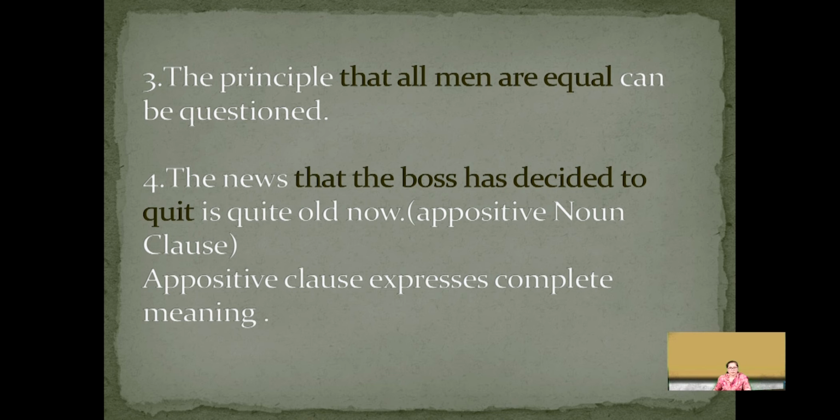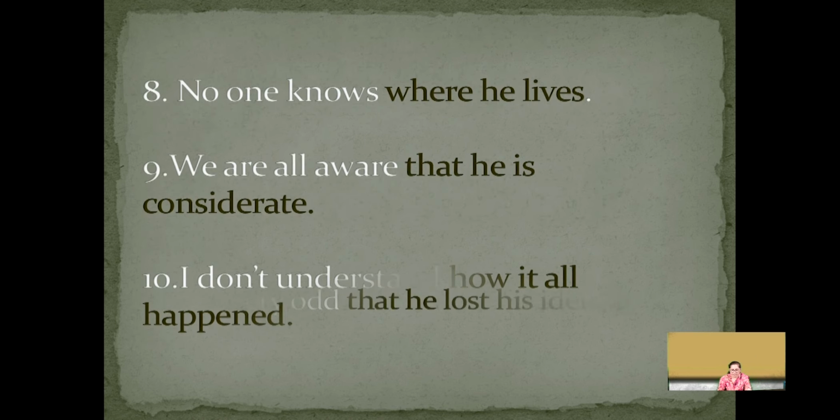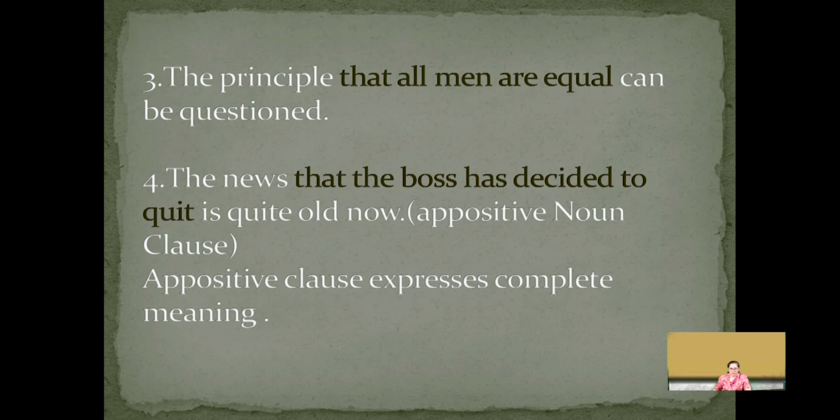The principle that all men are equal can be questioned. Already, these are the clauses with the conjunctions. Now this is the conjunction that is there. That all men, I'll just point it out. Okay. So this is that all men are equal.